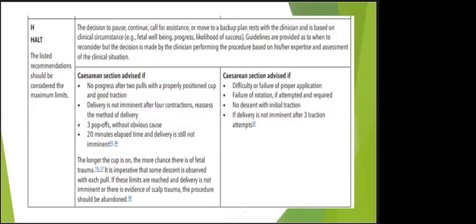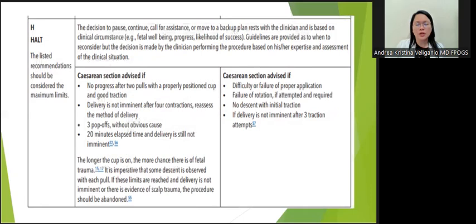Next, mnemonics. HALT. When do you stop and decide to do cesarean section? When do you actually consider abandoning the procedure and instead do a cesarean section? There's no progress with vacuum. There's no progress after 2 pulls. Delivery is not imminent, you don't see any signs of immediate delivery. After 4 contractions, you reassess the method of delivery.